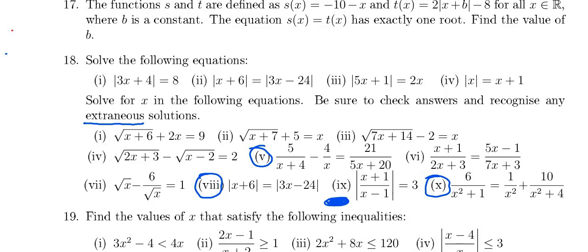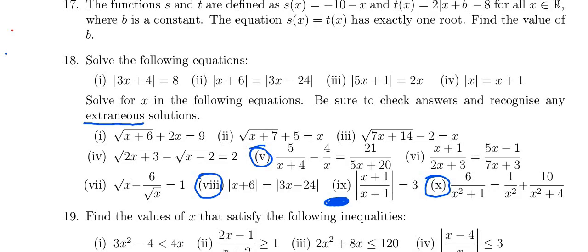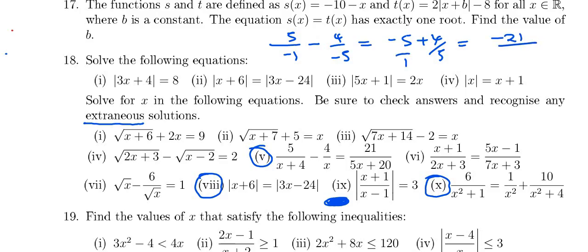Then we try the other one, which is negative 5. If we try negative 5, it should work out. The left will be 5, then negative 5 plus 1, that's negative 1. Then minus, this is 4 over negative 5. This is going to give us negative 5 plus 4 over 5. So we can simply say that we have negative 25, this will be negative 21 over 5. That's what you get.